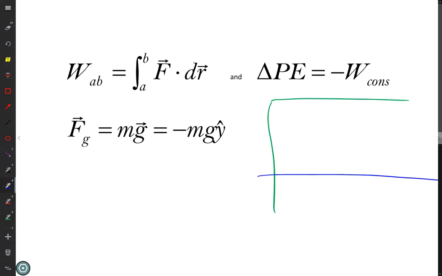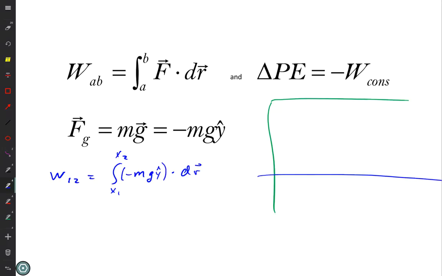Since it's minus mg, it's down here. I'm not even labeling the axes. It's pretty simple. So if we want to find the work going from 1 to 2, it is equal to the integral from x1 to x2 of my force of gravity, minus mg y hat, dot dr vector. Well, let's go ahead and define our dr vector.